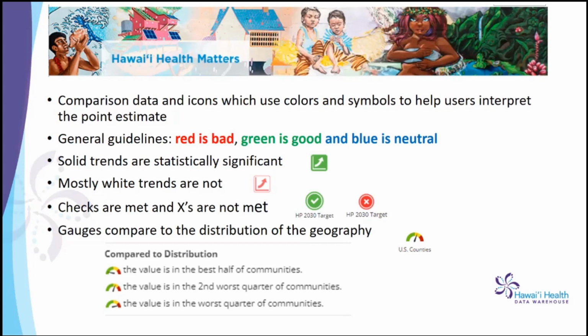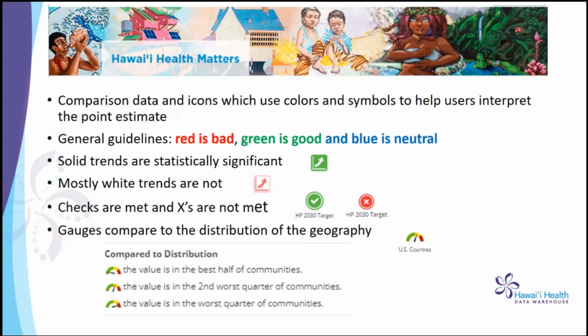To help make this clearer, HHM uses a series of icons as part of the display. As a rule of thumb, the direction of the arrow indicates if the measurement is increasing or decreasing, but the color tells us how to interpret it. So red is bad, green is good, and blue is neutral. For trend data, mostly solid icons indicate a statistically significant trend, but mostly white icons indicate that it is not statistically significant. When there is a state or national target available, the checks or the X's will demark whether or not that target has been met.